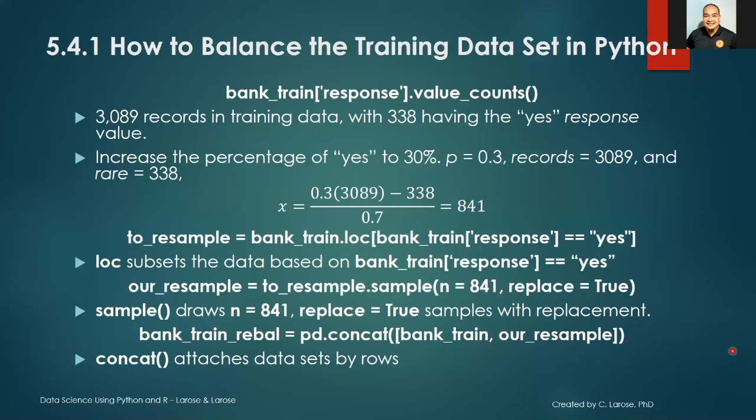The output is a dataset made up of these 841 randomly resampled records, which was saved under the name r_resample.